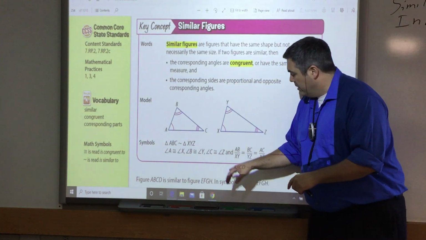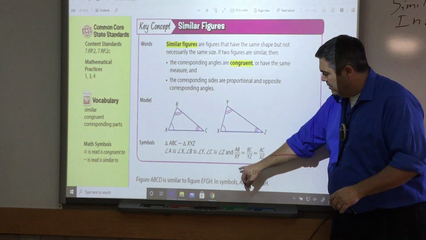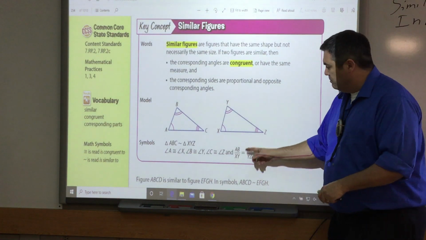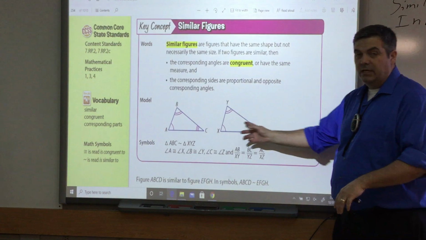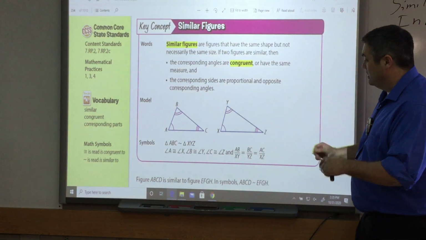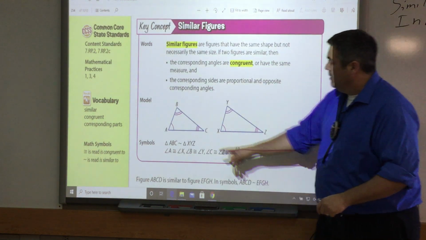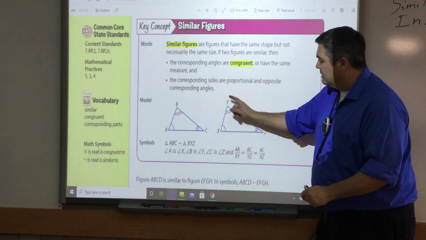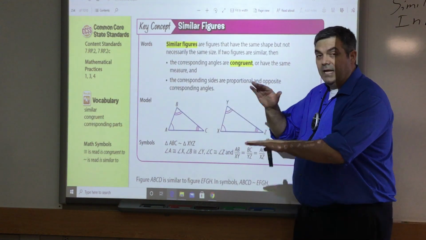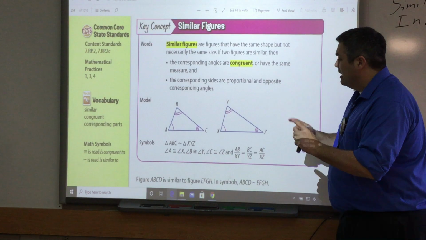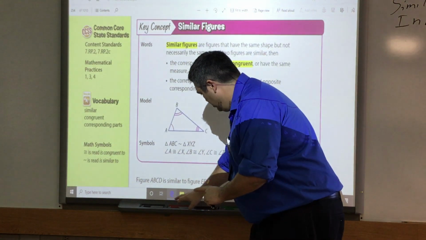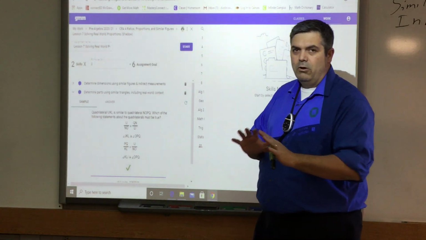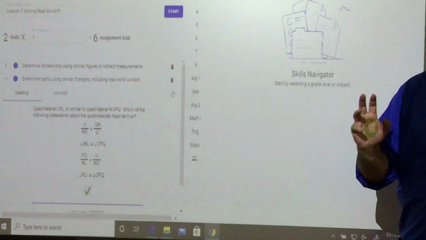Then they come over here and they go AB over XY equals BC over XY equals AC over XZ. These are setting up proportions basically. AB over XY, A to B over X to Y, we can set that up as a ratio. We're going to get into that here in just a minute. So let's take a look at what it's going to look like on your homework here.